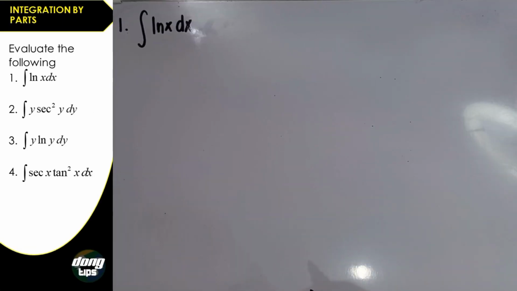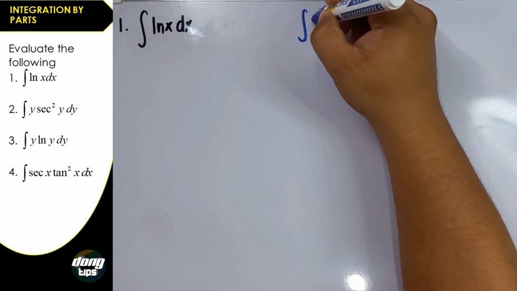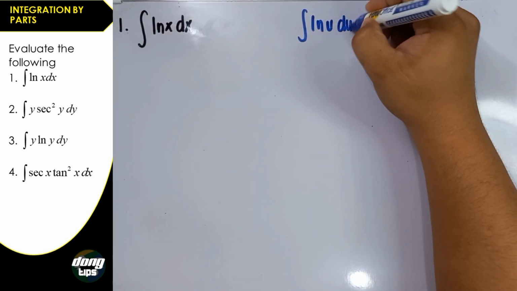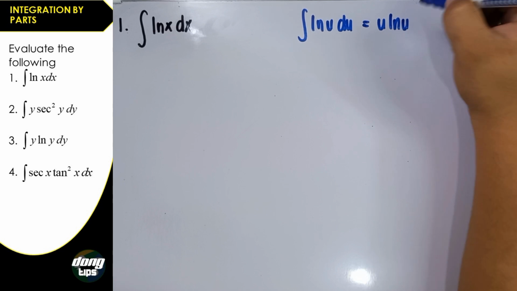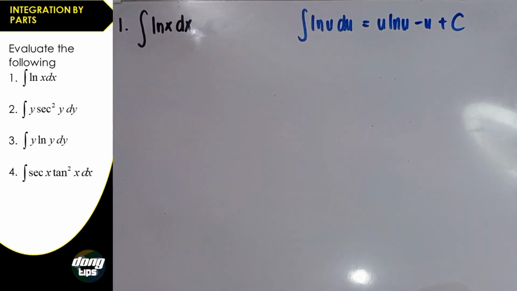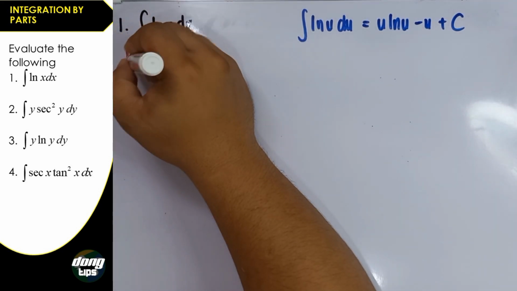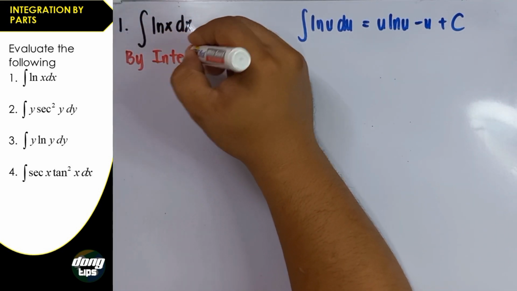To better understand, let's solve these examples. Number 1. Evaluate the integral of natural logarithm of x dx. If you already viewed our other videos, we already used this formula, that the integral of ln of u du is equals to u ln u minus u plus c. We can derive this formula using integration by parts.